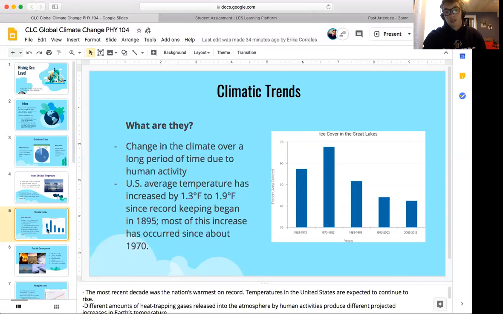In this diagram, you can see that in 1963 to 1972, about 58% of the area of the Great Lakes was covered by ice. Then it increased in 73 to 82 by probably around 10%, making it about 68% covered. Then it decreased dramatically, going down to around 52% from 83 to 92. Then it went down even further to about 45% in 93 to 2002. And from 2003 to 2013, it decreased to around 43%.